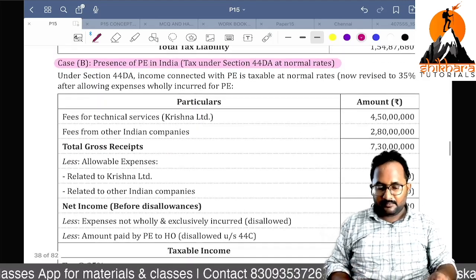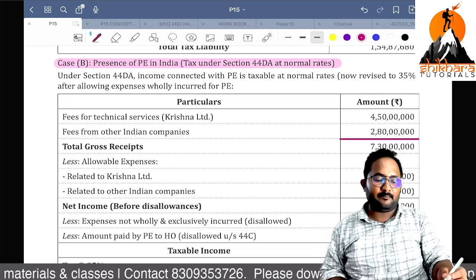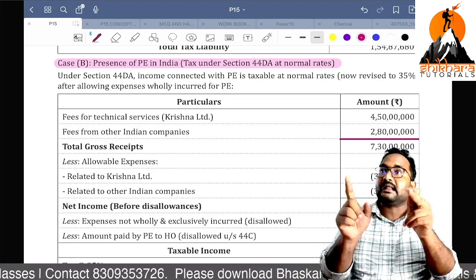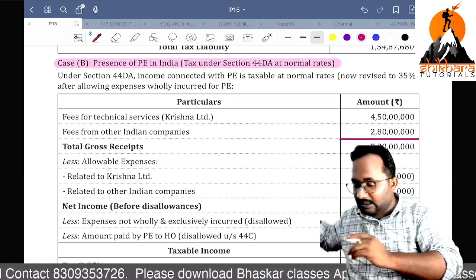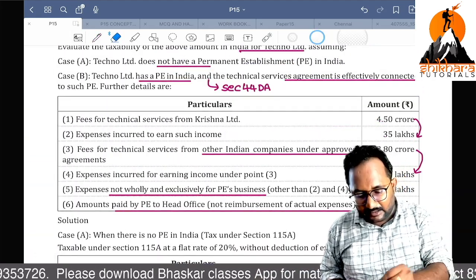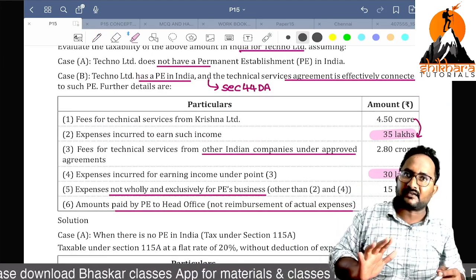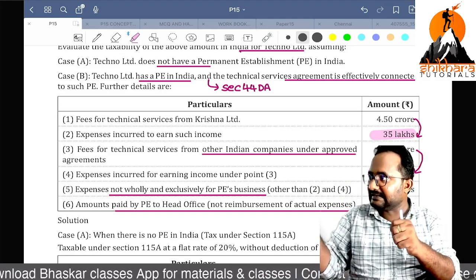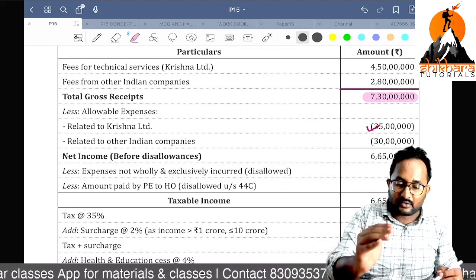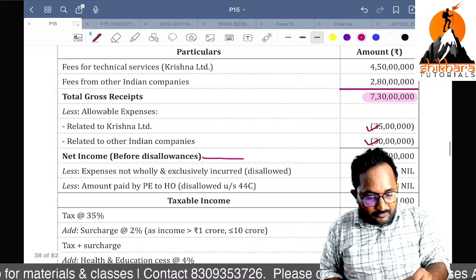So under 44DA, the fees from technical services from Krishna Limited and other companies is 7,30,00,000. What are the allowable expenses, ma? If any expenditure is wholly and exclusively incurred for providing such services, we can deduct it. What expenses have we incurred, ma? One is 35 lakh, another one is 30 lakh. These two things we can take as deduction. Here we are receiving fees for technical services from two companies. The two companies' income we added, that is 7 crore 30 lakh. From that, please reduce these expenses. Yes, ma. Net income before what, ma?